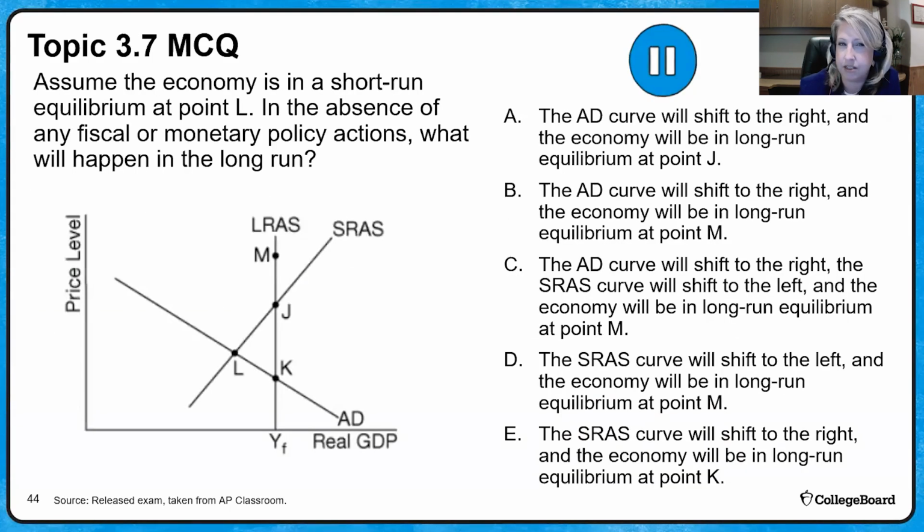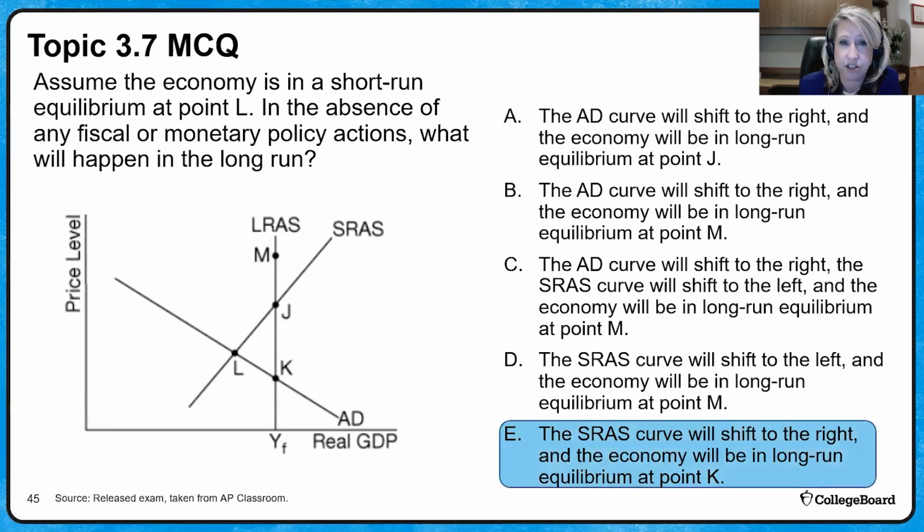Here's another one. This is a long run self-adjustment question. Pause your video. All right, we've got that recessionary gap. That means that we've got lots of unemployed resources. Eventually, the prices for those are going to fall. Short run aggregate supply is going to shift to the right. There we go. Let's do another one of these.